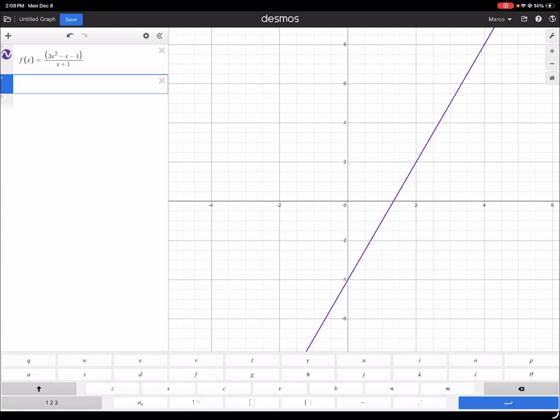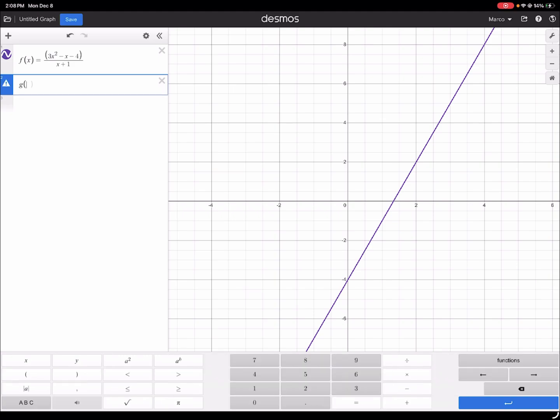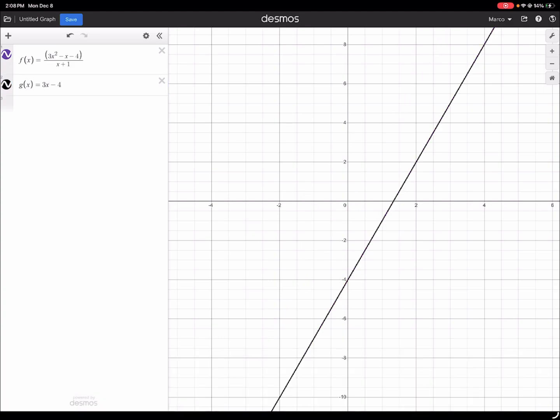So let's define the next function here. We had g of x, and that was equal to 3x minus 4. I think I'm right on that one. So that was the second function. Hopefully you see right away, if I turn this off and on, that these two graphs sit right on top of each other.